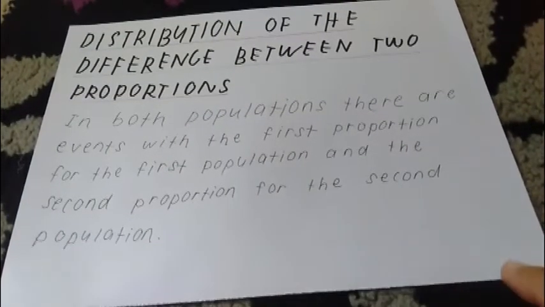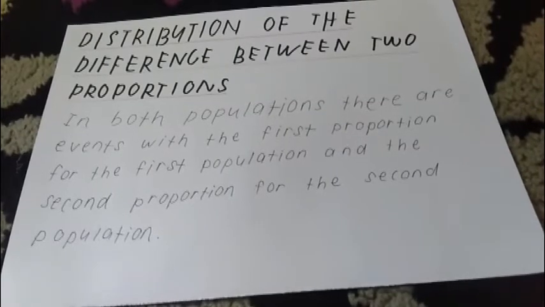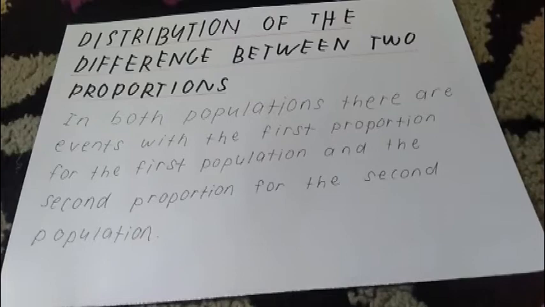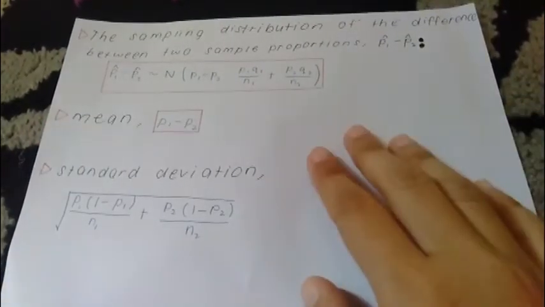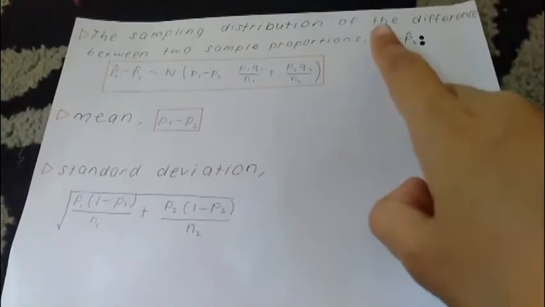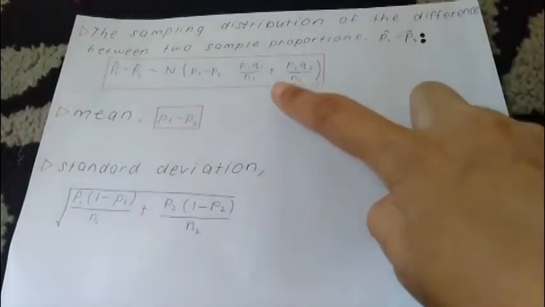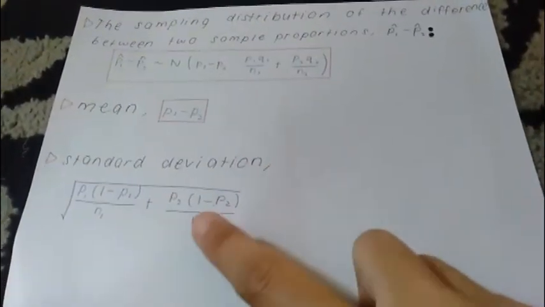Lastly, we look at the distribution of the difference between two proportions. In both populations, there are events, with the first proportion for the first population and the second proportion for the second population. And this is the formula. The sampling distribution of the difference between two sample proportions, the mean and the standard deviation.